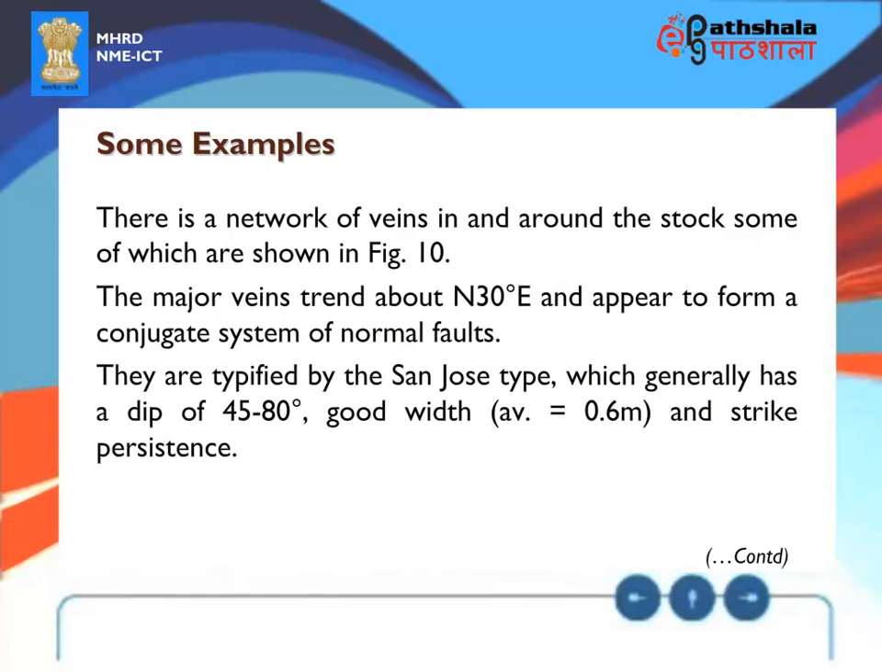There is a network of veins in and around the stock, some of which are shown in figure 10. The major veins trend about north 30 degrees east and appear to form a conjugate system of normal faults. They are typified by the San Jose type, which generally has a dip of 45 to 80 degrees, good width, average 0.6 meters, and strike persistence.